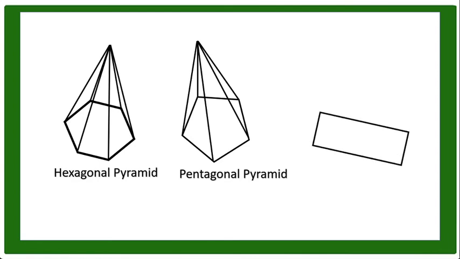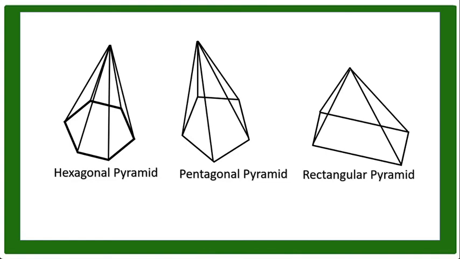How about this one? It is a rectangle. So we can name this one a rectangular pyramid. It has 1 rectangular face as the base and 4 triangular faces. Therefore, it has 5 faces in all. Remember that there are different types or kinds of pyramid, and each kind is named according to its base.